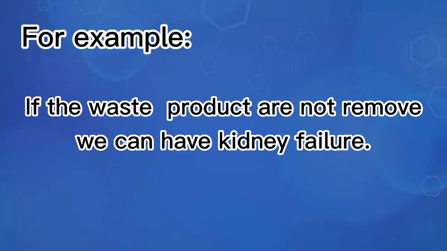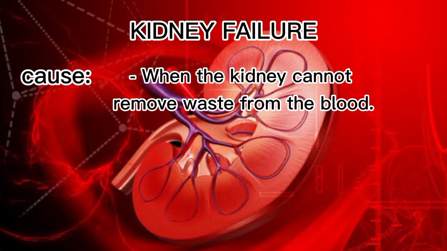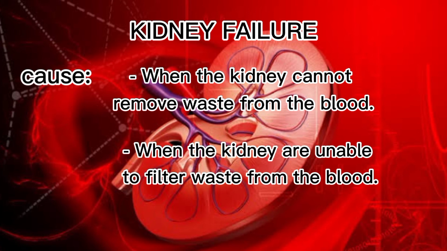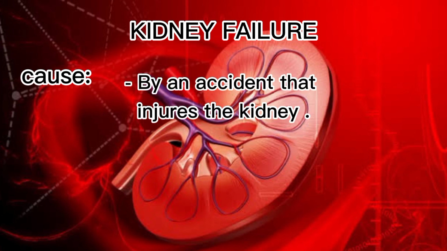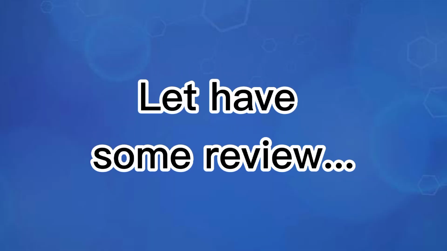For example, if the waste products in our body are not removed, we can have kidney failure. It happens when the kidneys cannot remove waste from the blood. If the kidneys are unable to filter waste from the blood, the wastes build up in the body. Kidney failure can be caused by an accident that injured the kidney, loss of a lot of blood, or by some drugs and poison. Let's have some review.